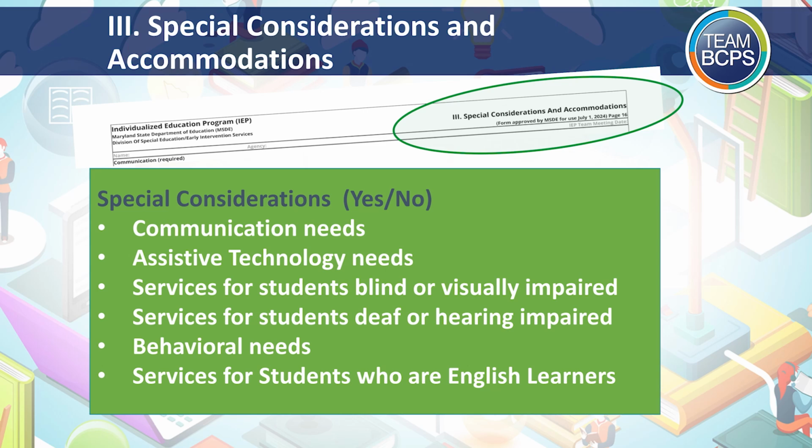With those important present levels established, now we move into Roman numeral 3, special considerations and accommodations. This section 3 can be viewed as a good description of what specialized instruction looks like for your child. There are several subsections. First up are some required yes/no questions about any special considerations. If yes is clicked for any of these considerations, there will be plenty more information about this throughout other sections of the IEP.